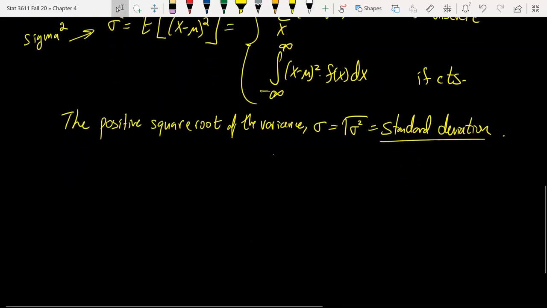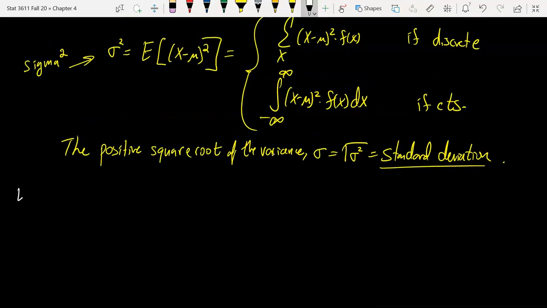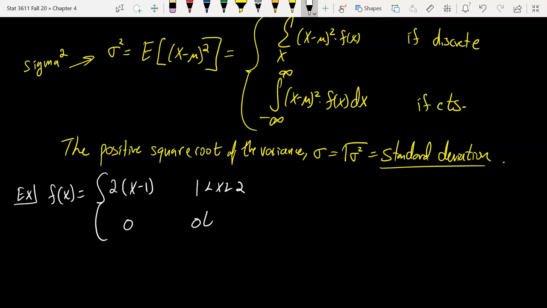There's our variance here. Should we just do an example maybe? Let's go ahead and do an example. Let's say we have f of x equals 2 times x minus 1 when x is between 1 and 2, and it is 0 otherwise. Let's find the variance. Let's find sigma squared.